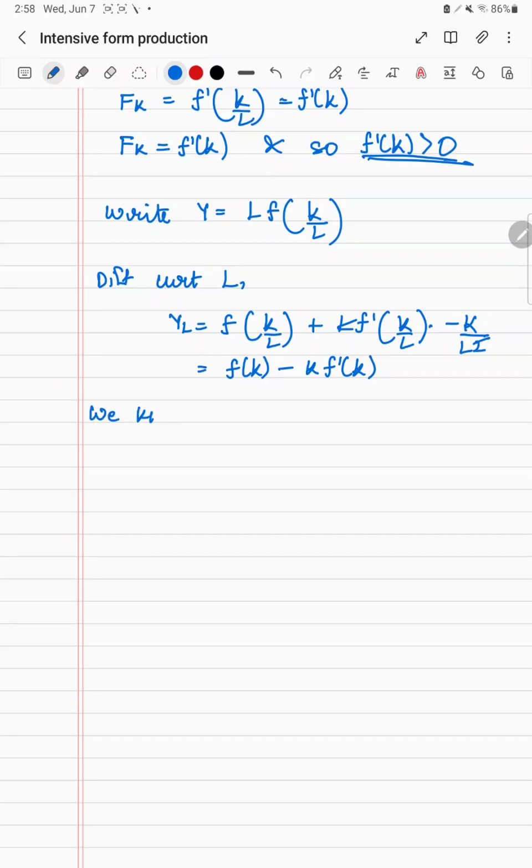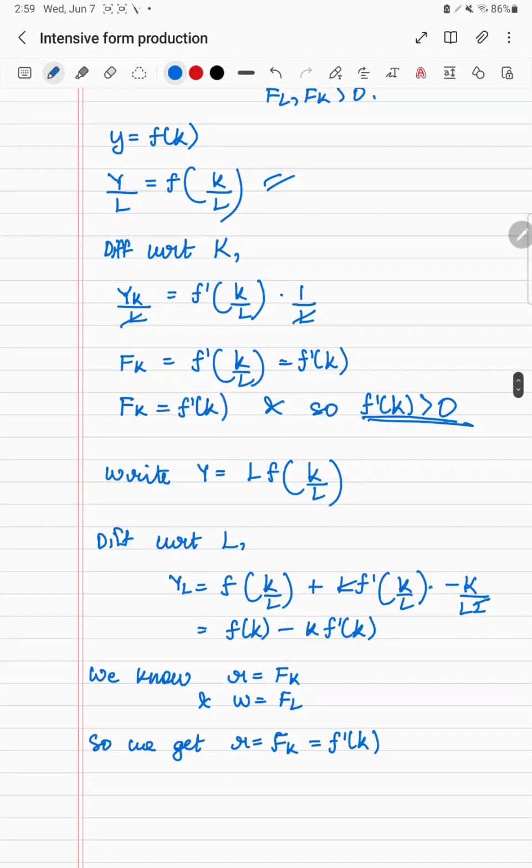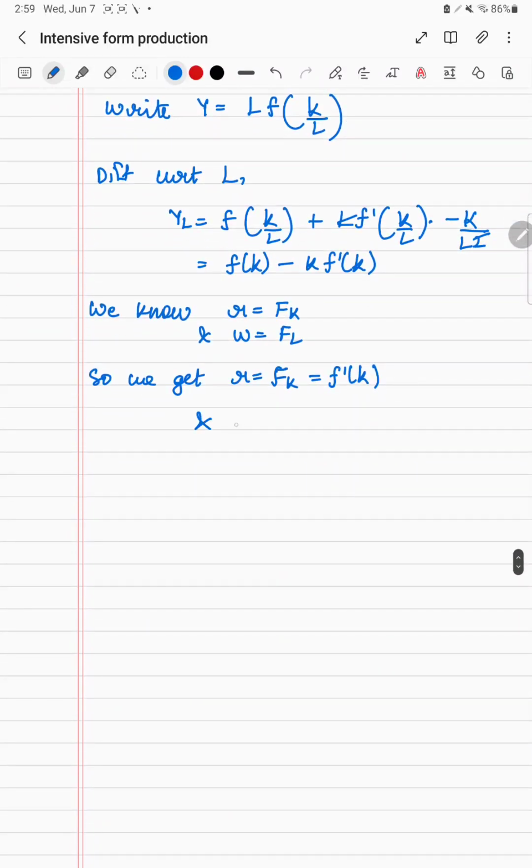Now we know R equals f k and W equals f l. But these are in terms of capital F, whereas the Solow model, as you will see, is solved in terms of small f, small k, etc. So it's crucial to know the link between W and R and this small f. So we get R equals f k, which is equal to small f dash k, right? Why? Because of this. And W equals f of k minus k f dash k from here.